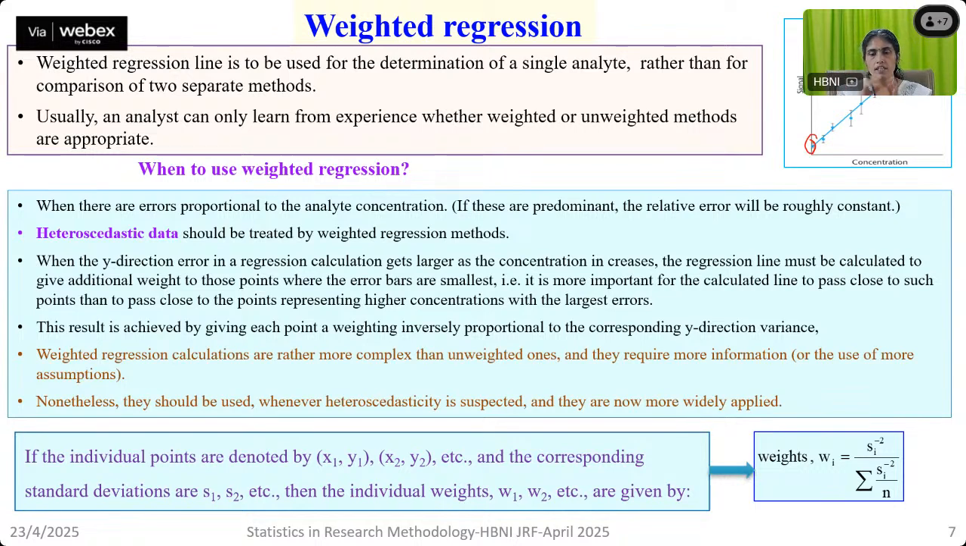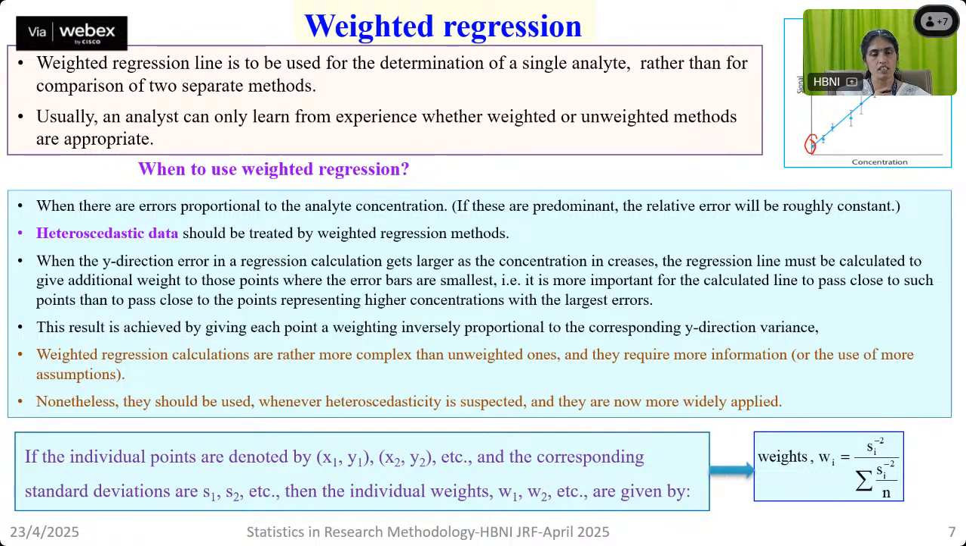That is, it is very important for the calculated line to pass closer to the lower points than to those in the higher regions. Accordingly, the deviation of the confidence interval, the confidence bandwidth, also gets modified. So if you give extra weightage to smaller concentrations, you will see that as the concentration increases, the line does not actually include the larger points.